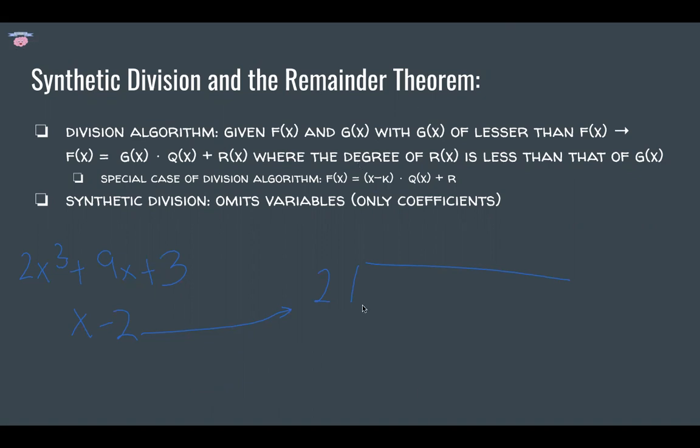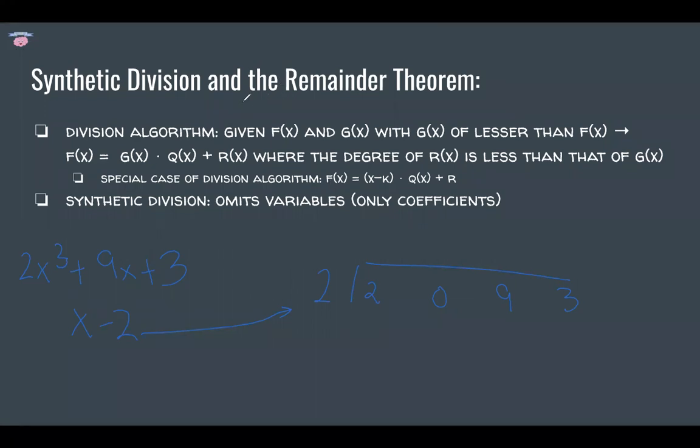So anyway, we have 2 up here, and then you have 2x cubed plus 0x squared plus 9x plus 3. But this doesn't have anything to do with the variables, so you take out the variables, and voila, you're left with just the coefficients and the constant term, of course.